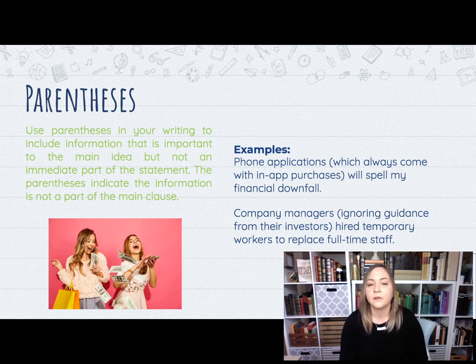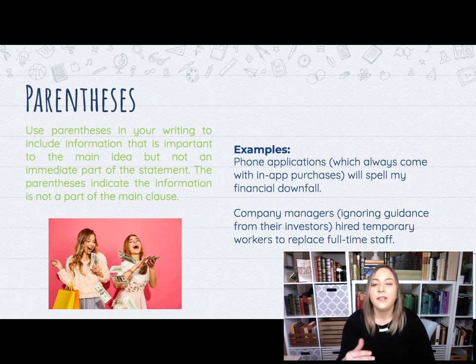So let's look at the second sentence. Company managers hired temporary workers to replace full-time staff. That's the core sentence. That is what happened, and that is what it's supposed to indicate. Okay, and then this other piece, ignoring guidance from their investors, is an extra piece of information.